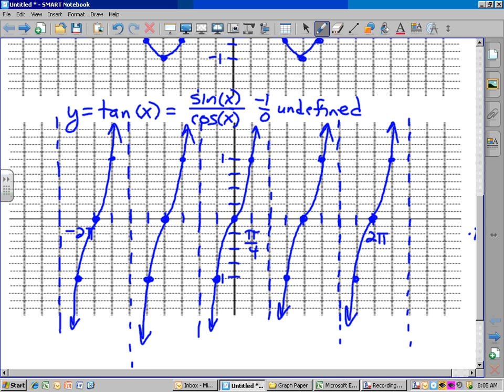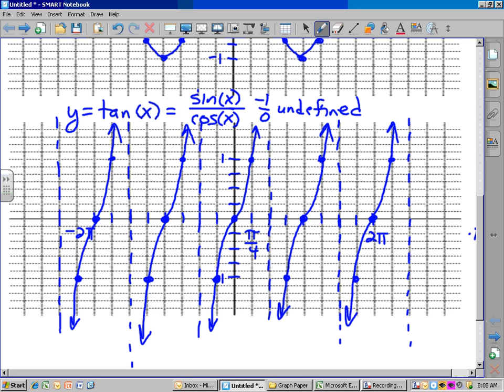1, 2, 3, 4 pi over 4s. So how far would that be? 4 45s. 45 and 45 is 90, and 90 and 90 is 180. So it's 180 degrees or pi. Follow me on that. 4 pi over 4s is pi, right? Okay, so the period length would actually be pi.